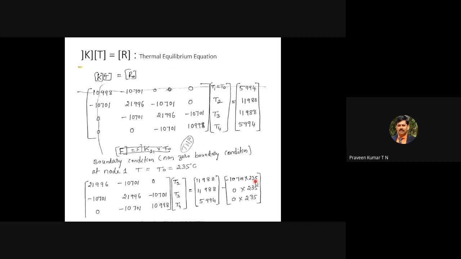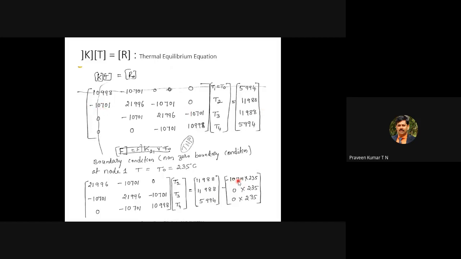This goes to the right side, because imagine we have a 4 by 4 matrix, so we have 4 equations. If you consider the second equation, the first term of the second equation is minus 10701 into T1. T1 is T0, which is given, so 235. So that means 10701 into 235 is the constant. Hence you are not eliminating, strictly speaking, when you come to a non-zero boundary condition. You are moving this term to the right side. We have 10701, it goes to the right side.